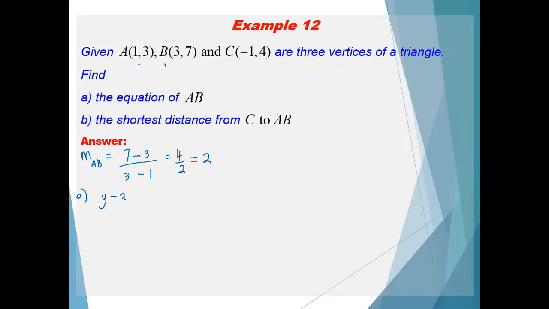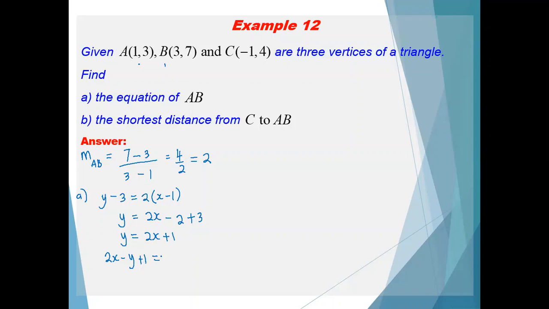So y minus 3 equals 2 times x minus 1. So y is equal to 2x minus 2 plus 3, so y is equal to 2x plus 1, and then we rearrange into standard form, which is 2x minus y plus 1 is equal to 0. That is the equation of AB. Okay, so that is part A.